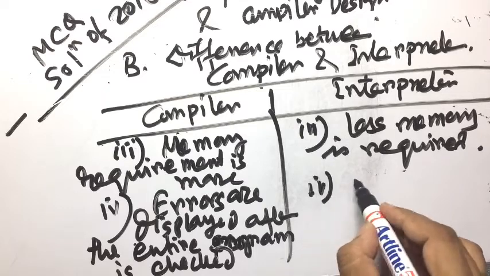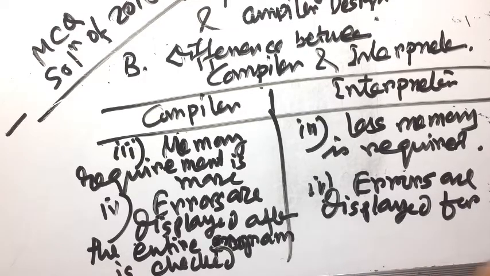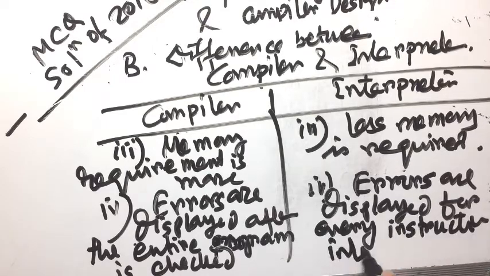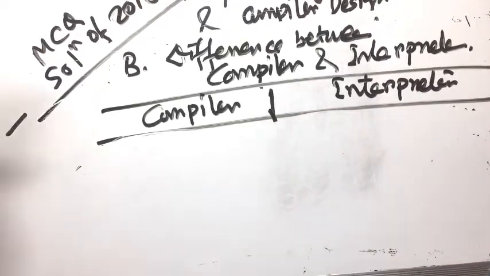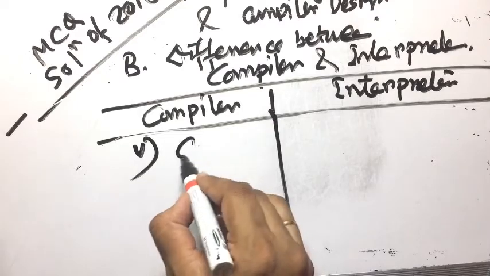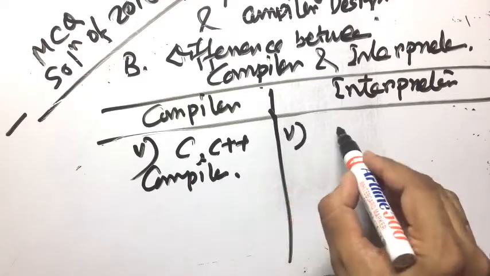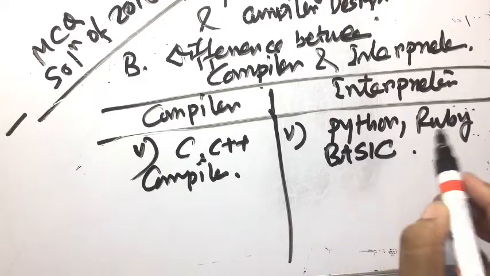Here in the interpreter, errors are displayed for every instruction. Interpreting means it is checked line by line, one line after another, so it will display the errors after each line. Errors are displayed for every instruction interpreted. And the last one is examples. Compiler examples are C compiler and C++ compiler. Interpreter examples are Python, Ruby, and BASIC.